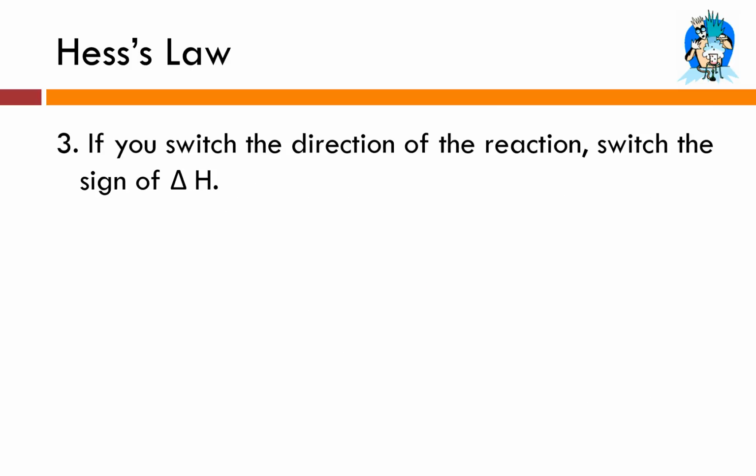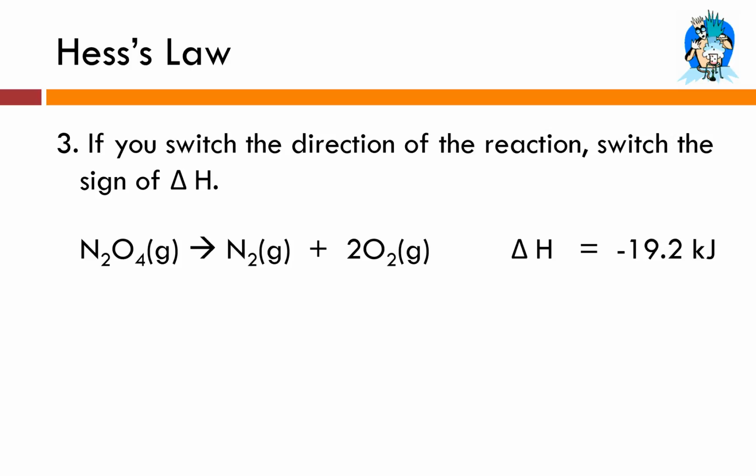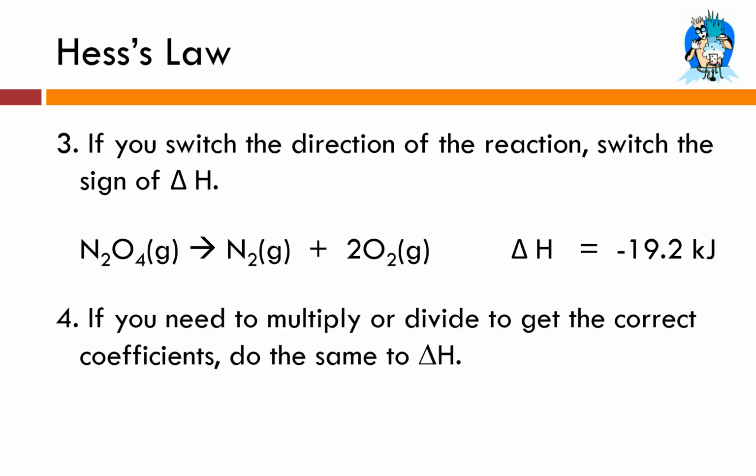If you switch the direction of the reaction, you need to switch the sign of delta H. So we had the synthesis of N2O4. In reality, we want the decomposition of N2O4. So we switched the direction, so the numerical value of delta H stays the same, but the sign changes. There are going to be times where you're going to have to multiply or divide to get the correct coefficients, so you do the same thing to delta H. For example, if all of these were doubled, 2, 2, and 4, and we wanted to get back to just the lowest possible coefficients, I know that I'd have to divide this by 2, so I'd also divide delta H by 2, and that's how I'd get it figured out.